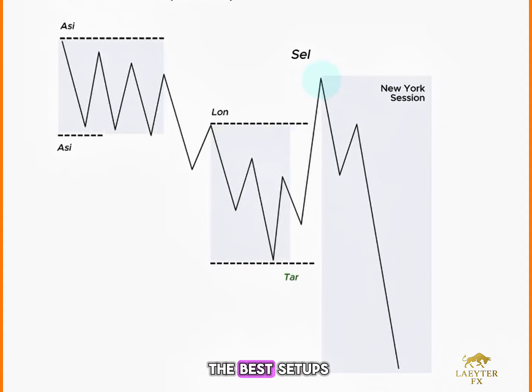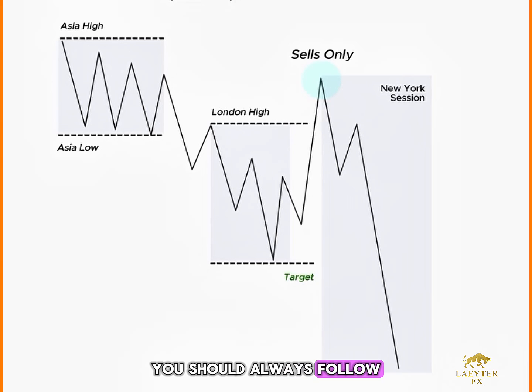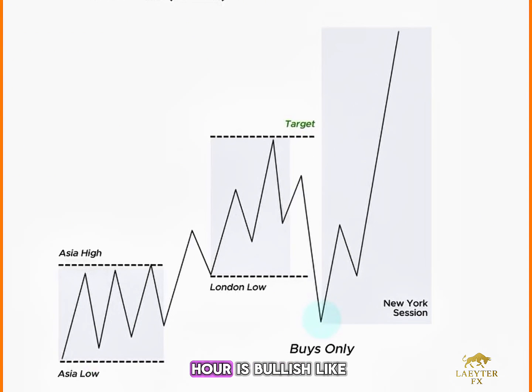Now for the best setups, you should always follow the 4-hour time frame. If the 4-hour is bearish, look for sells above a previous session high like London highs. And if the 4-hour is bullish like in the example shown, only look for buys below previous session lows.